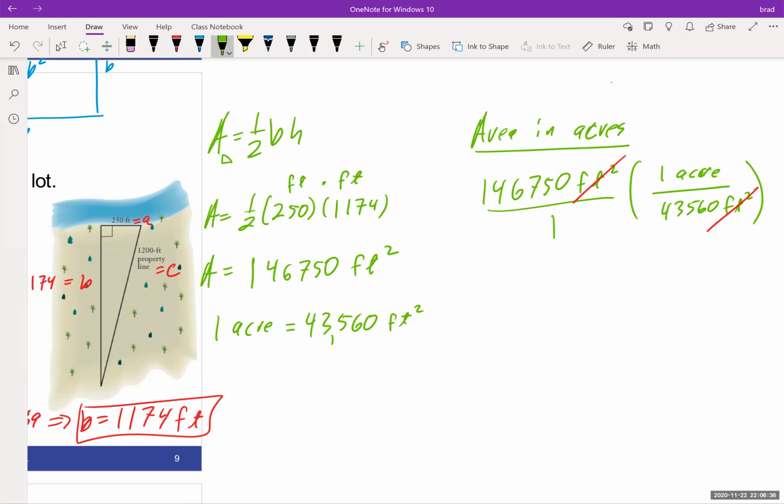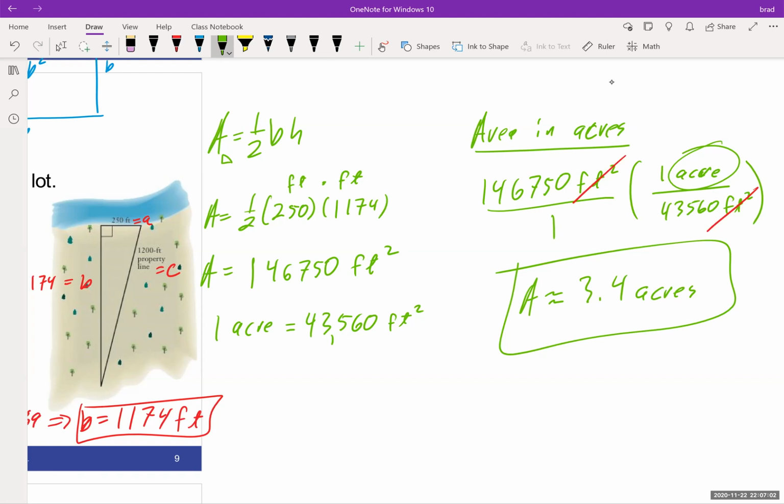So now we have acres left in the numerator. So now we're going to take this divided by 43,560. And I get, let's do 1 decimal place. I get area is approximately, I round this off to 3.4 acres. Okay. So that's how you can do a problem like this.